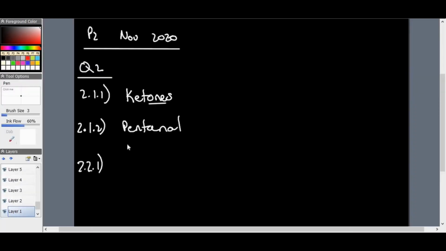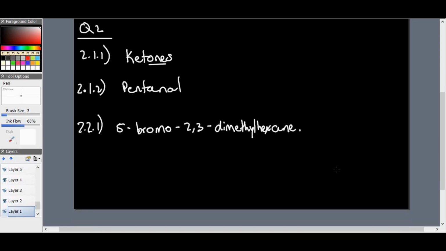So the correct name is actually 5-bromo-2,3-dimethylhexane, and this is one word, hexane. There's no space in between the dimethyl and the hexane. It's dimethylhexane. Okay, that's actually the correct name of compound A.